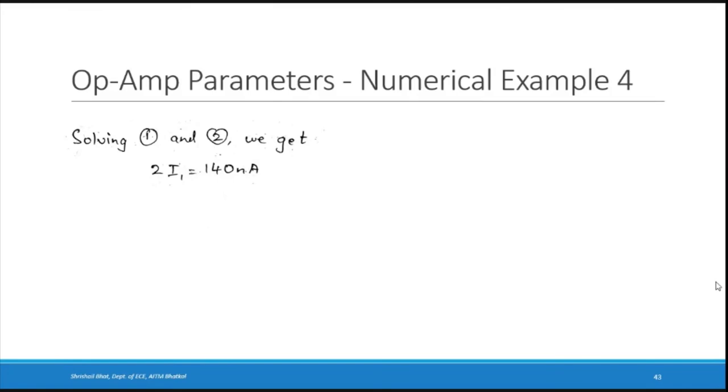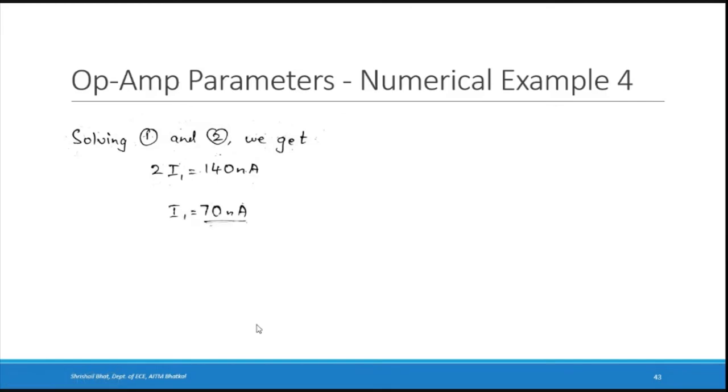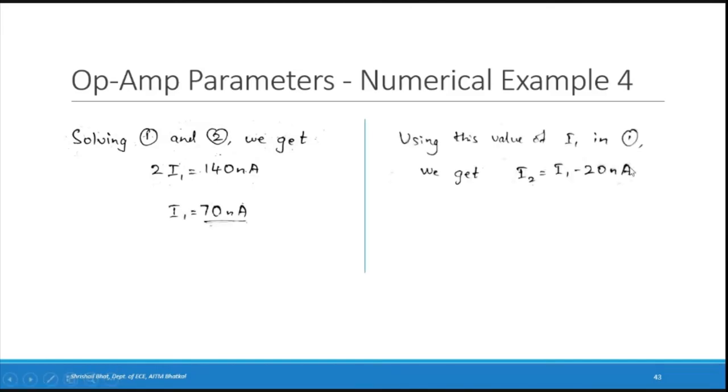Then what is I2? You can substitute this I1 in either equation 1 or 2. I will substitute in 1. If I1 is 70, what is I2? I2 will be I1 minus 20 nanoamps. I1 is 70 nanoamps, so I2 will be 50 nanoamps, right? So it will satisfy both of them. I1 minus I2 is 20. I1 plus I2 is 120, divided by 2 is 60. That is the bias current, and the offset current will be 20 nanoamps.